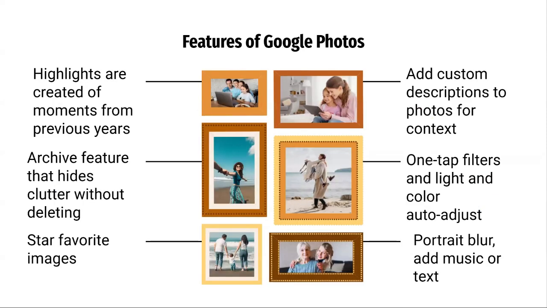Here are some features of Google Photos. Highlights are created of moments from previous years, so you might be able to see the highlights of 2024. You can add custom descriptions to photos for some more context for later memories. If you ever look at a photo and want to remember what it was about, you could have added some description to the photo. The archive feature hides clutter without deleting. There's a one-tap filter for adjusting the lighting and color of a photo. You can also star some of your favorite images so that they show up at the top. And you can also add some portrait blurs. You can add some music or some text to the photo itself.